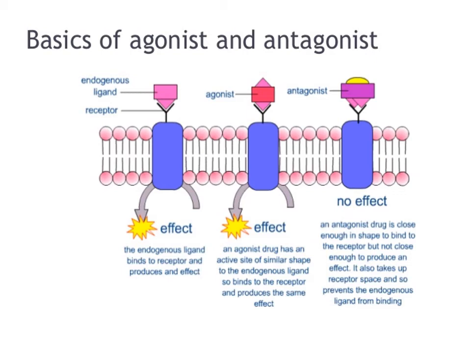And we use agonists and antagonists all the time in pharmacology, to have either the identical effect of a molecule that's typically in your bloodstream, or to have the opposite effect and block a receptor so that the endogenous molecule, the molecule that's made by your body, cannot attach at all.